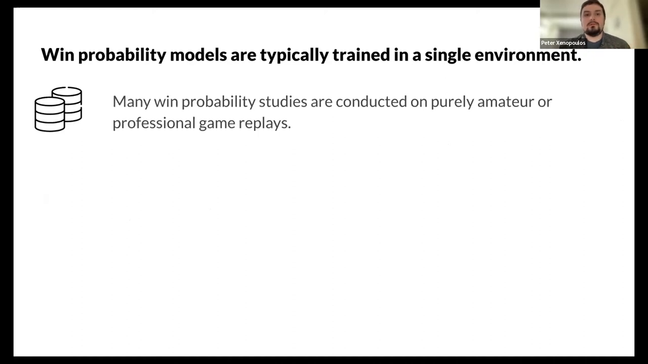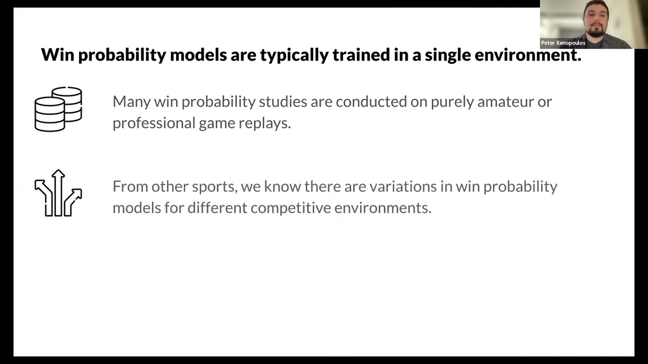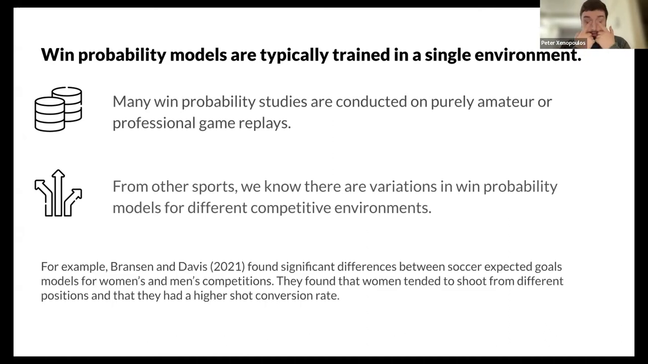So typically, win probability models are trained in a single environment. What we mean by that is the data comes from either purely amateur games or purely professional games. But in other sports, we know that there are variations in these models when they're trained in different environments. To give an example, Branson and Davis created expected goals models, which are similar to win probability models.